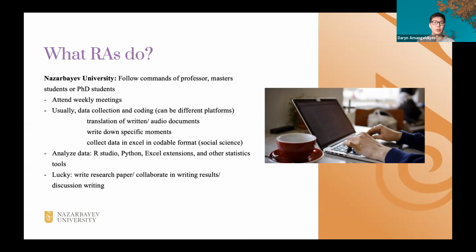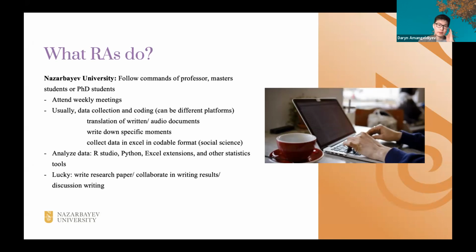And some RAs do the translation of written or audio documents. I guess that's the benefit of being a native speaker in Kazakhstan: usually our professors come from different countries and do not know the Kazakh or Russian languages, and that's why we become more helpful, in that we understand the language and can analyze the data on a professional level.